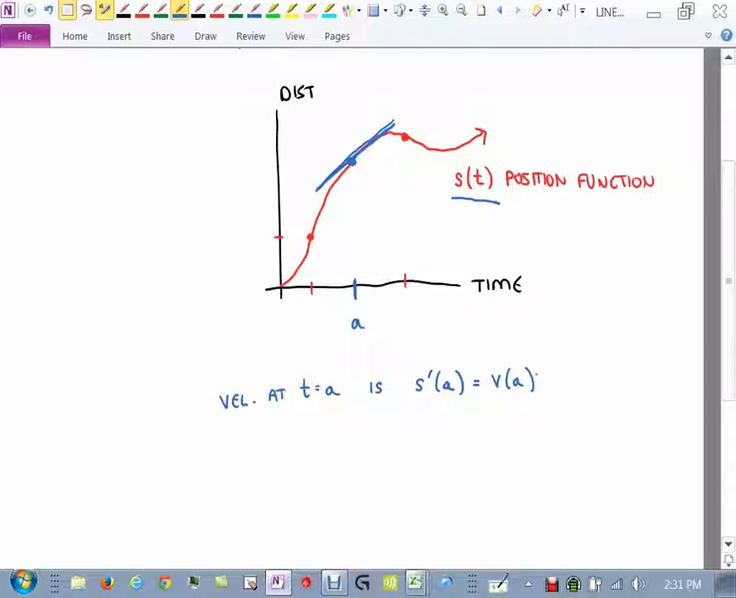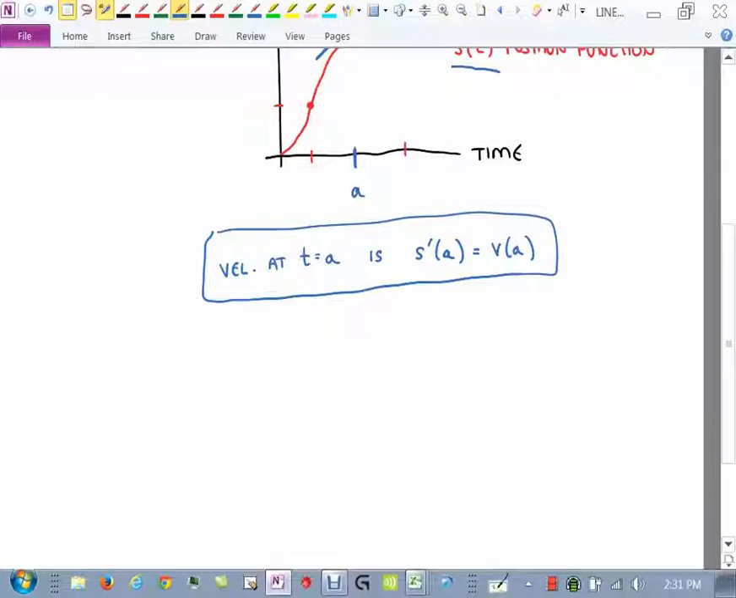This is very important. Now, since v of A is velocity, it turns out that if we take the derivative of the v function, we get acceleration, the acceleration of the object. The acceleration at t equals A is the derivative of the velocity. And we'll call that a of A, even though a of A is kind of weird, with the first a being acceleration and the second A being the point.